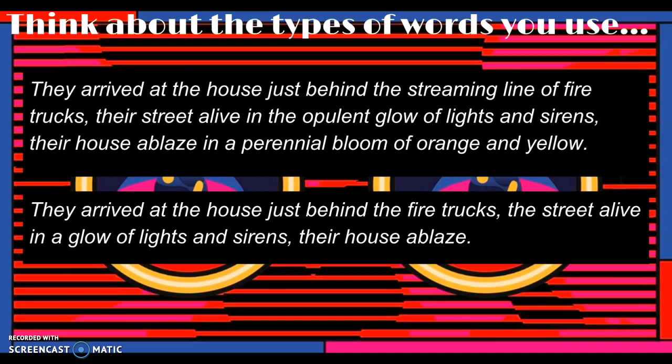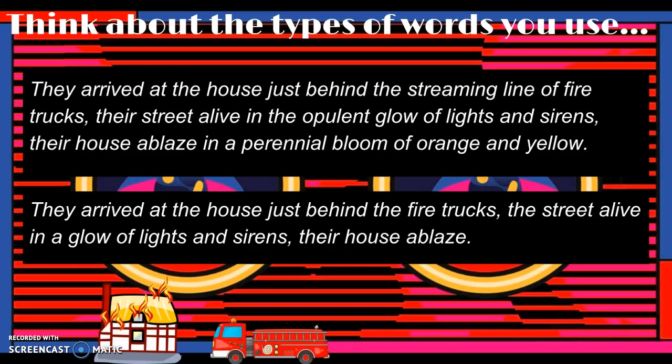So they arrived at the house just behind the streaming line of fire trucks, their street alive in the opulent glow of lights and sirens, their house ablaze in the perennial bloom of orange and yellow. That is a lot. Let's look at the second example. They arrived at the house just behind the fire trucks, the street alive in a glow of lights and sirens, their house ablaze. So here we can see the house and we can see the fire trucks.